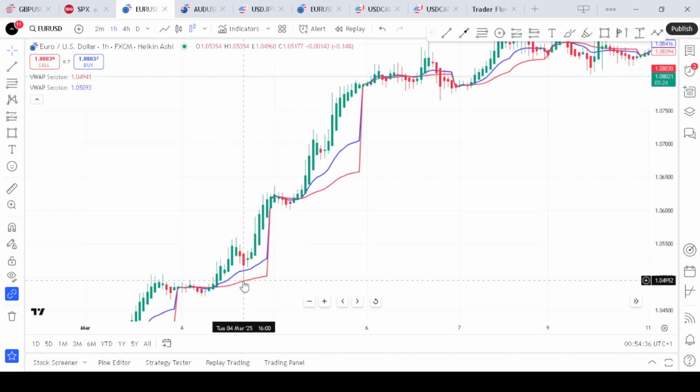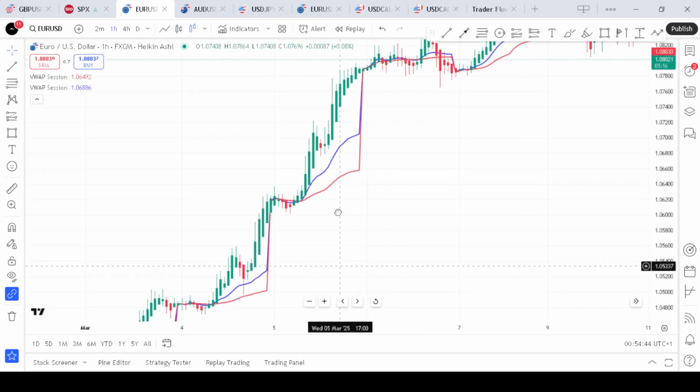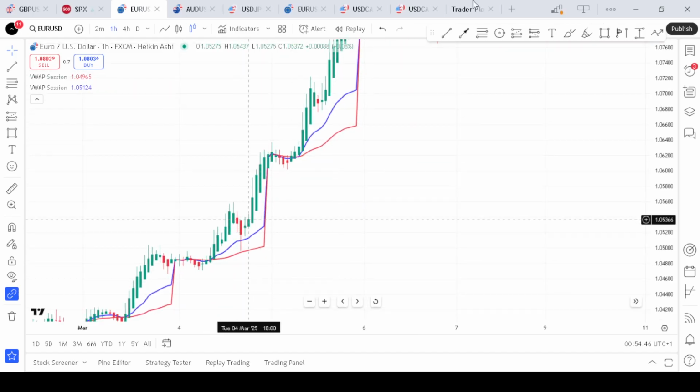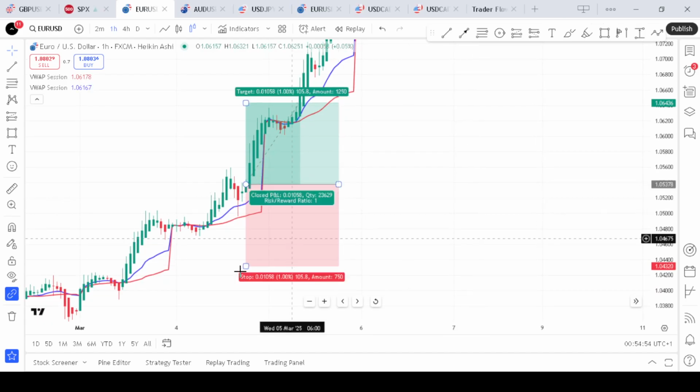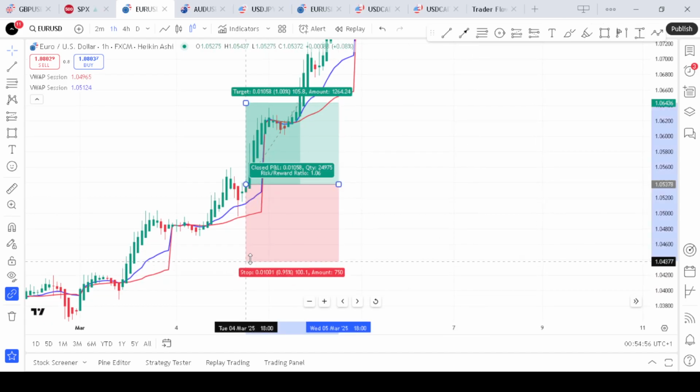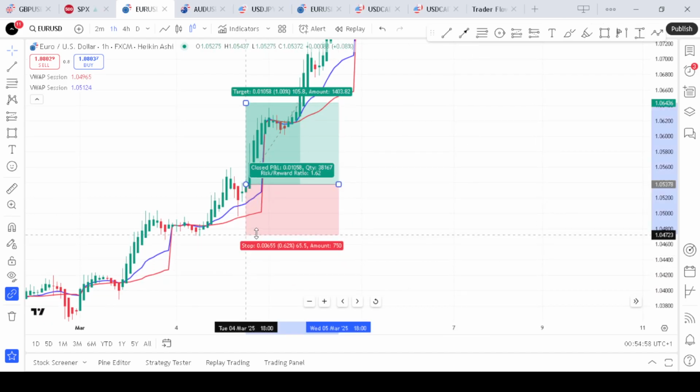So at this area, after the retest of the short-term VWAP, we would look for a green candle without a lower wick. This is our entry signal at that area. This is where you want to enter your trade. You have to place your stop loss just below the short-term VWAP line or a recent swing low to manage your risk effectively.